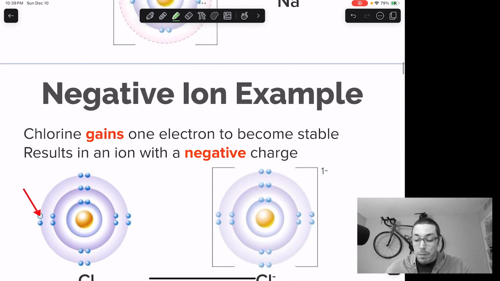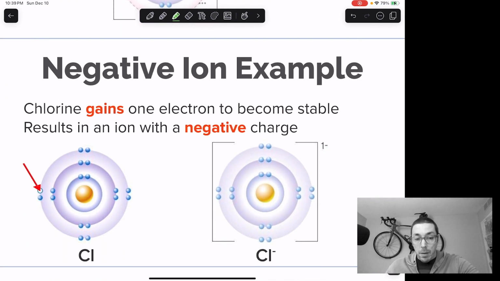So let's look at a negative ion. How does that form? We're going to go all the way across the table to chlorine now, and it's in group 17, so that tells us that the last shell, or the valence shell, of chlorine has 7 electrons as a neutral atom. And to become more stable, chlorine would love to get one more electron to bring it up to 8 and fill out that outside electron shell. That would make chlorine more stable.